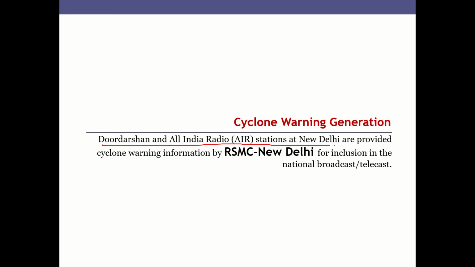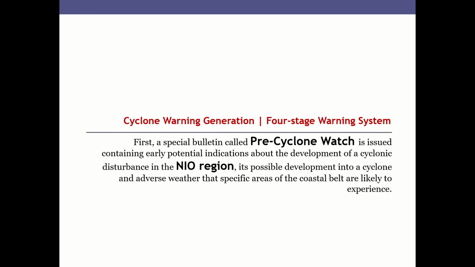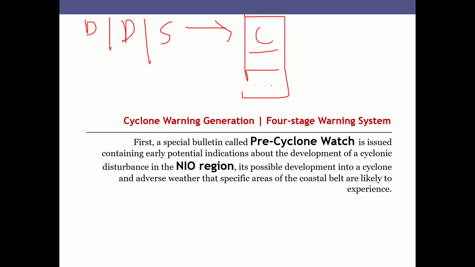Doordarshan and All India Radio stations in New Delhi are provided cyclone information by these regional centers in Delhi, so that they read it out during the news time. Okay, and there are different stages in which the cyclone warning is sent. That is also another crucial thing that we should understand. And also we have seen briefly now that there are three stages of cyclone formation: disturbance, depression, and storm, and then leading into cyclone of different intensity.